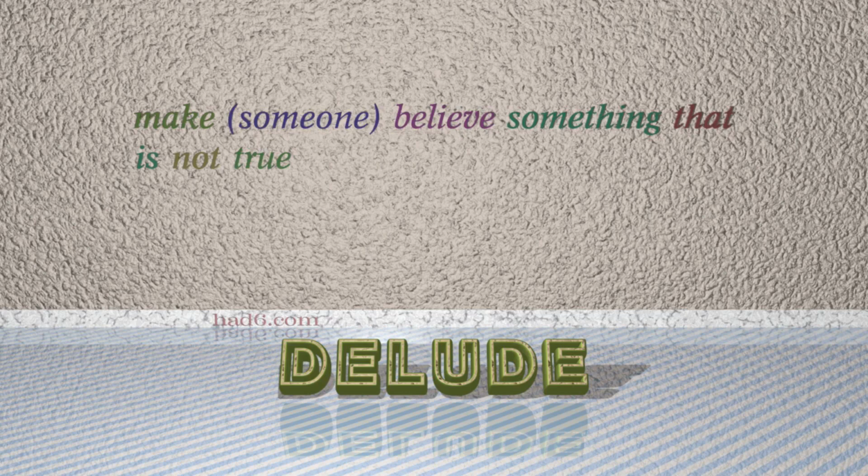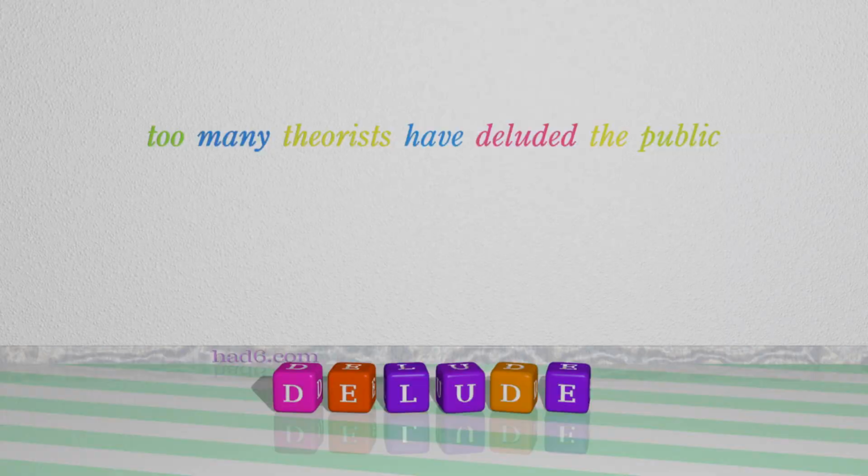Number 5. Delude. Which means make someone believe something that is not true. Delude. For example, too many theorists have deluded the public.